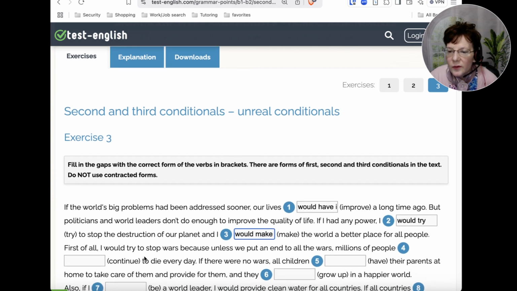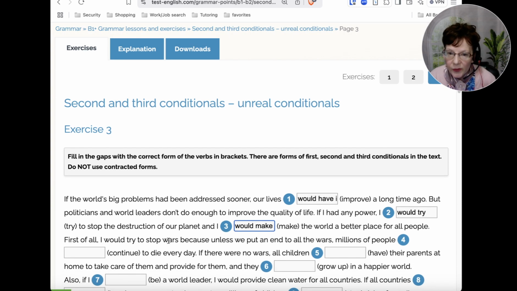Okay. "First of all, I would try to stop wars because unless we put an end to all the wars, millions of people ___ to die every day." Okay, so I'll just do this one. Millions of people, so it would be would continue. Again, second conditional. Okay, I guess we'll stop there.